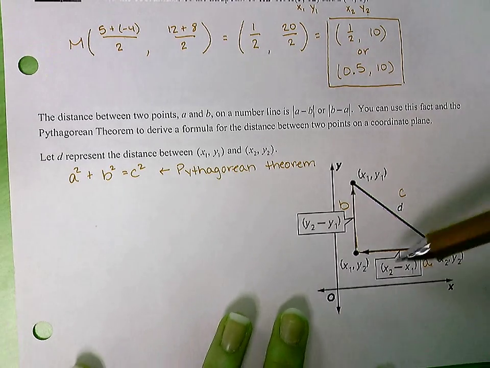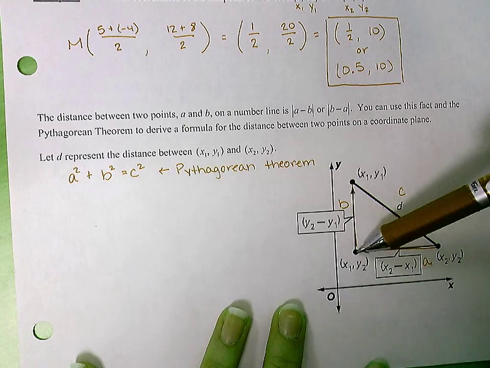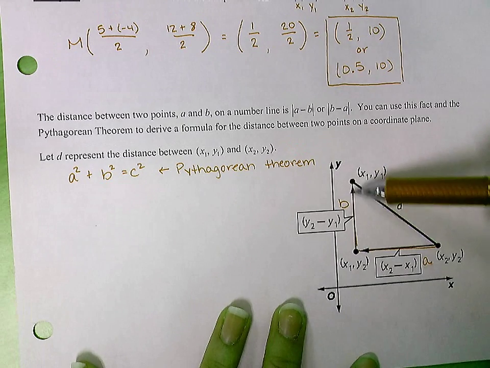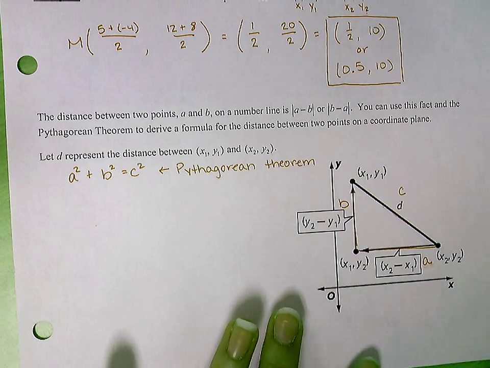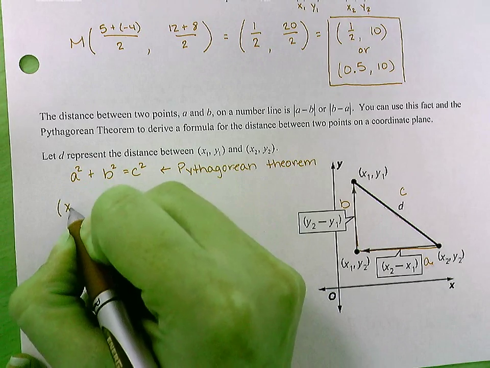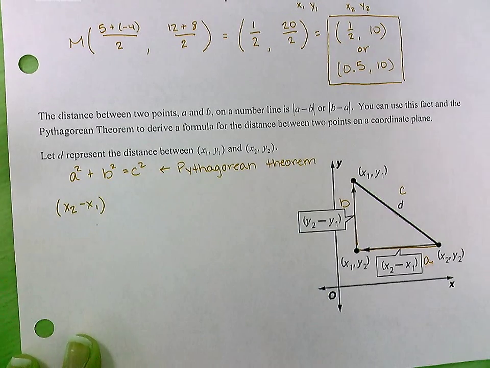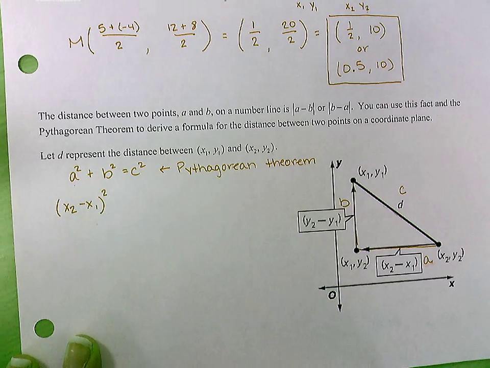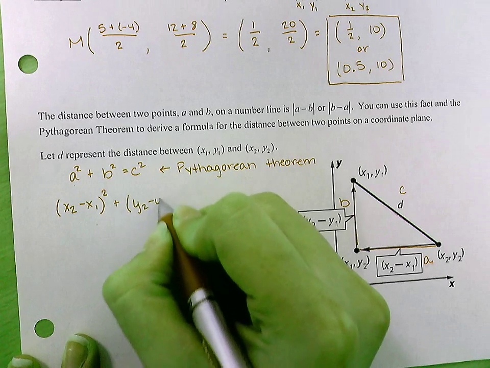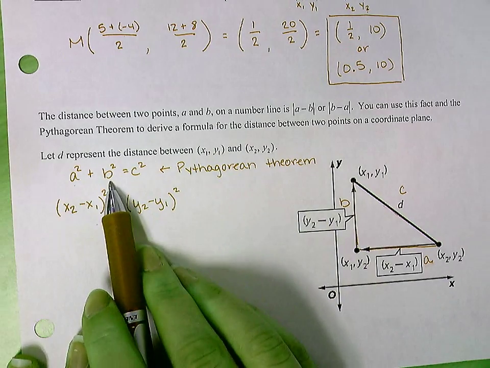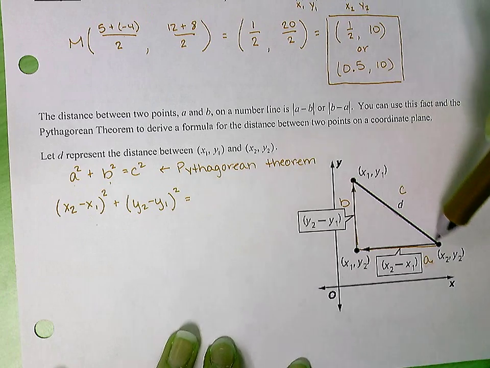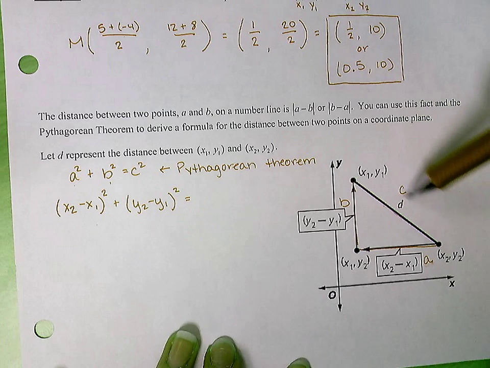If I go from this point here to this point here, that's x sub 2 minus x sub 1, and then this length would be y sub 2 minus y sub 1. So we'll plug in that quantity, x sub 2 minus x sub 1, for A. That'll be squared, plus the quantity of y sub 2 minus y sub 1, again squared, since that was my B value. That's equal to my hypotenuse squared. So instead of labeling this C, I'm going to label it D.